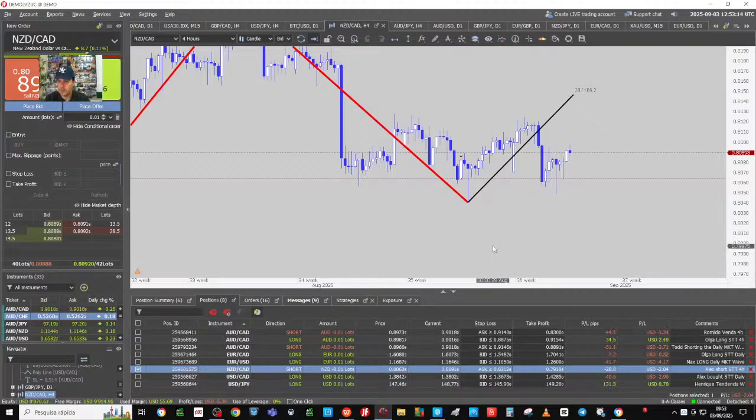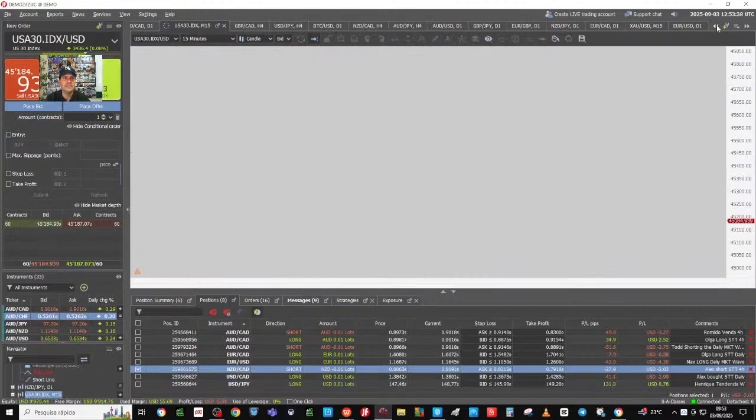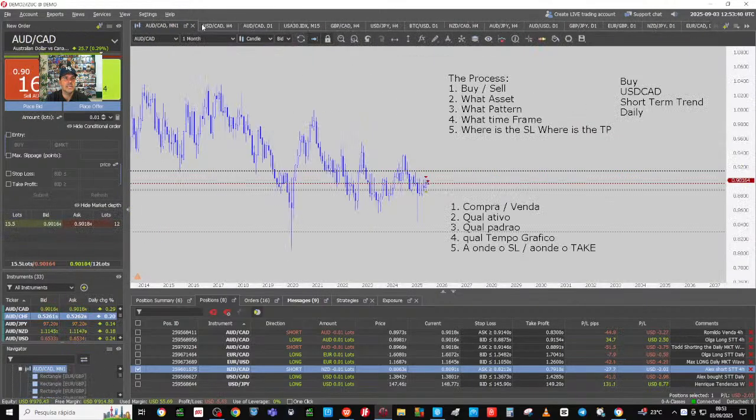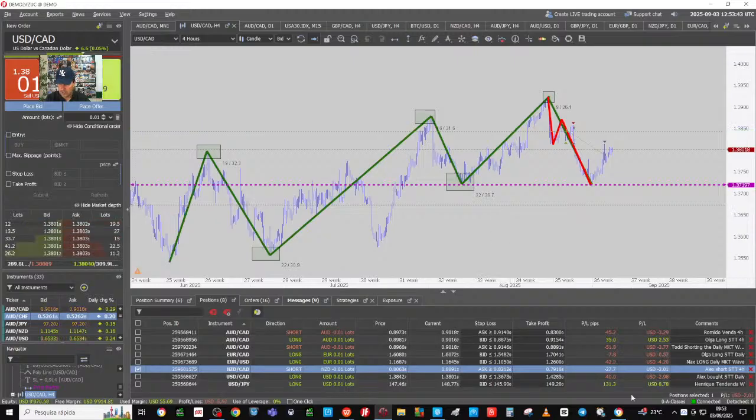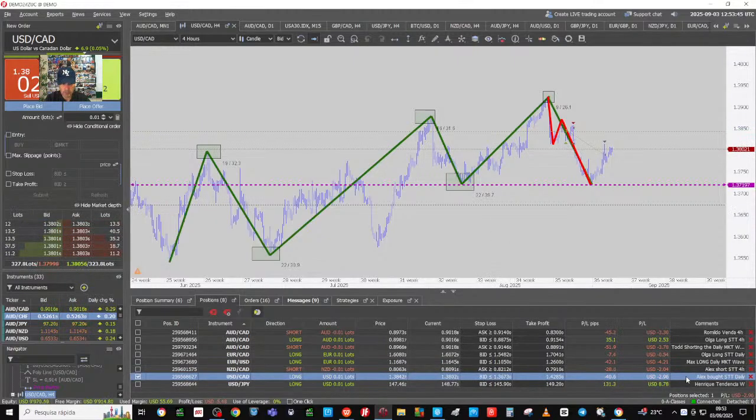Alex, tell me what to do if you're here. Okay, shorting USD CAD, and then Alex bought the USD CAD short-term trend with Max. Max on Teams is saying I'm going to stay long on euro dollar, and Alex bought USD CAD. Everybody, where is USD CAD? There you go. Alex bought long USD CAD. Is this USD CAD? Yes, it is. All right.